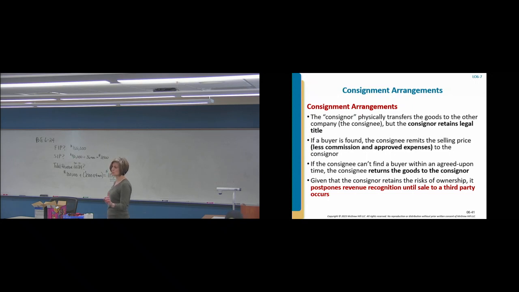And so listen, here's the most important part. Given that the consignor retains the risk of ownership, because if it doesn't sell, right, you as the store owner have no loss, do you? No. I take it back, and I spent money making it, so I didn't sell it, it's my loss, right? Then we postpone revenue until we can sell it. So I don't get to record revenue till it sells out of your store and you give me the money, okay?